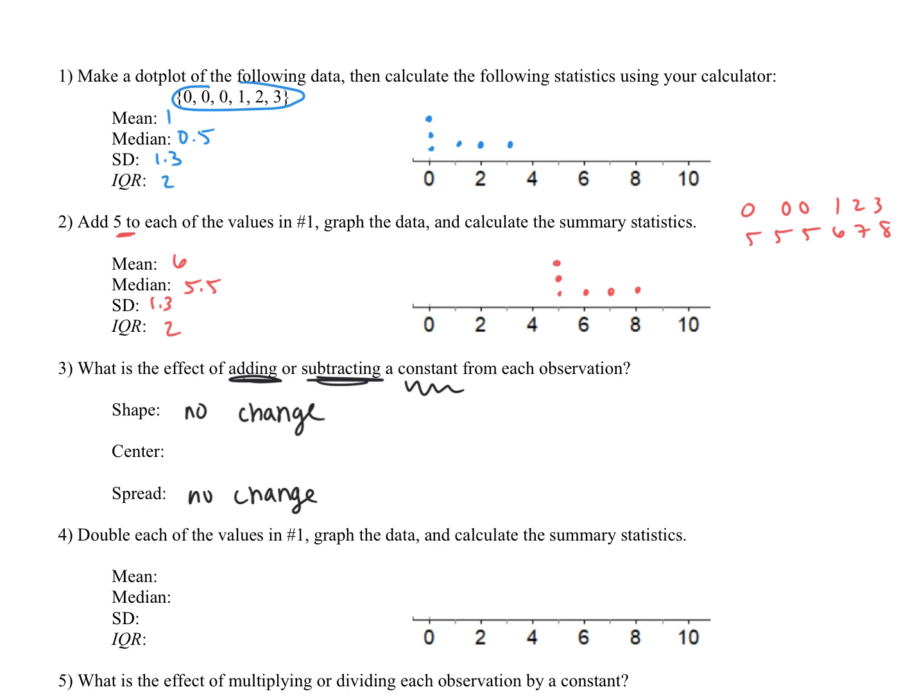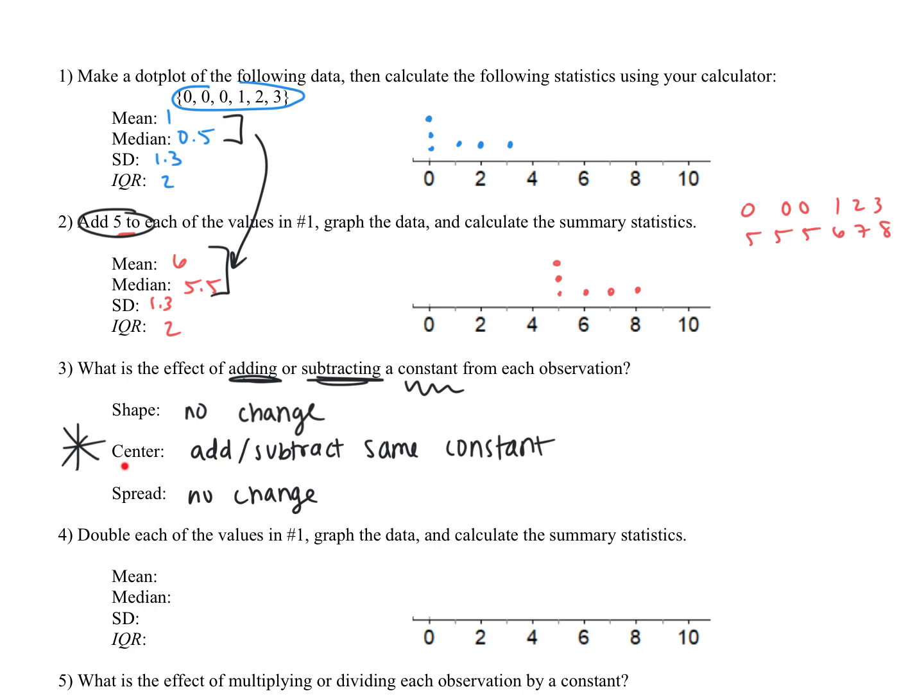The center, though, did. When we added 5 to each observation, it did the same thing with the mean and the median. So the center, we are going to add or subtract that same constant. So this right here is key. What we did up here in 1 and 2 was just to demonstrate where this information comes from. This you are expected to know. We are not going to be graphing every time.